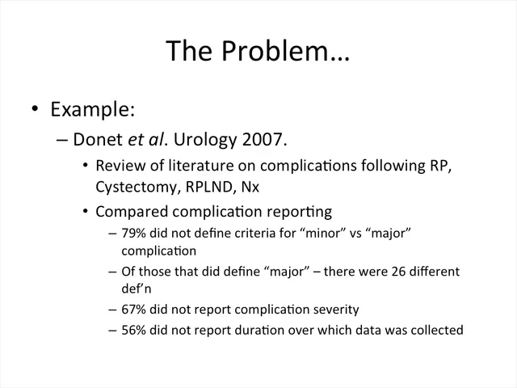They found striking variability in the way in which complications were reported. When they looked at it, almost 80% did not define their criteria to be included as a major or minor complication. And of those that did define their criteria, there were 26 different definitions for a major complication. 2/3 of these did not even report complication severity. And over half did not report the duration over which complication data was collected. So it makes a comparison of these trials and the complications that are seen quite difficult. It underscores the requirement for a universally accepted method of measuring these complications and reporting them.